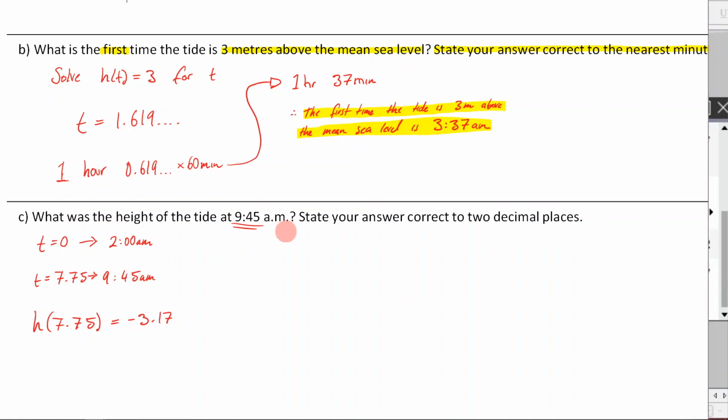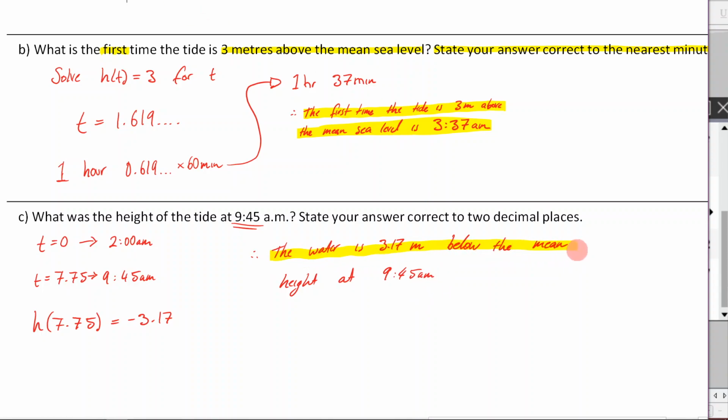So let's now just write in our final answer here. Therefore, the water is 3.17 meters below the mean height at 9:45 a.m.